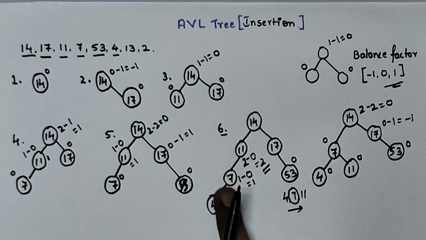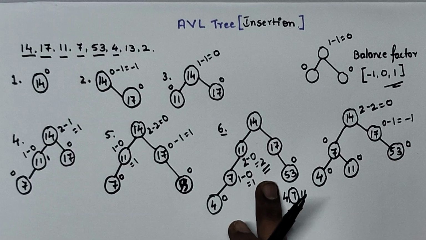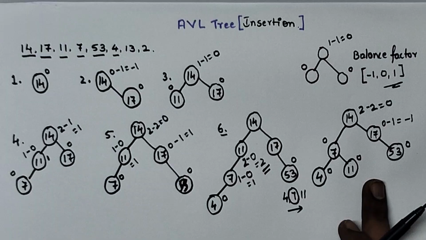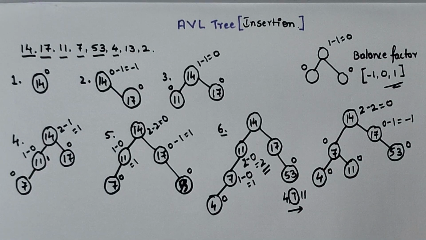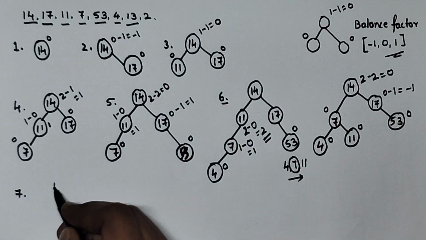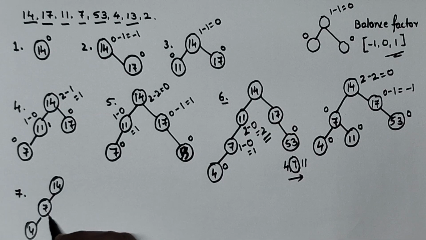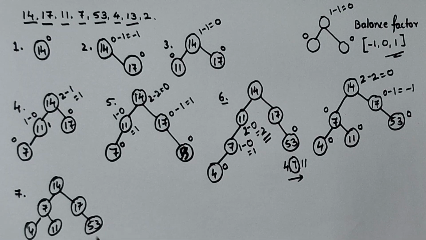So in the 6th step we added 2 trees. Here the first one was not perfect, that is, it was having the balance factor out of the range. So what we did, we just updated the AVL tree so that the balance factor was in our range, that is minus 1, 0 or 1. So now we can proceed with the next step, this is the 7th step. In the 7th step we need to insert 13. So 14 will remain as it is, 7 will remain as it is, 4 will also be the same, 11 will also be the same, 17 and 53.